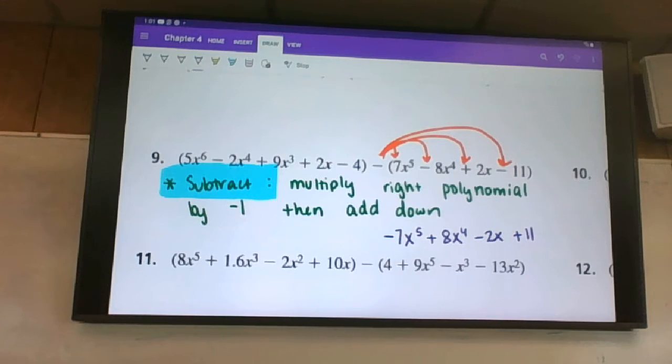So I put some zeros in. That's not mandatory, that's optional. I just like to keep everything in order. Those zeros have to stay organized. Add down with the coefficients, don't change exponents.